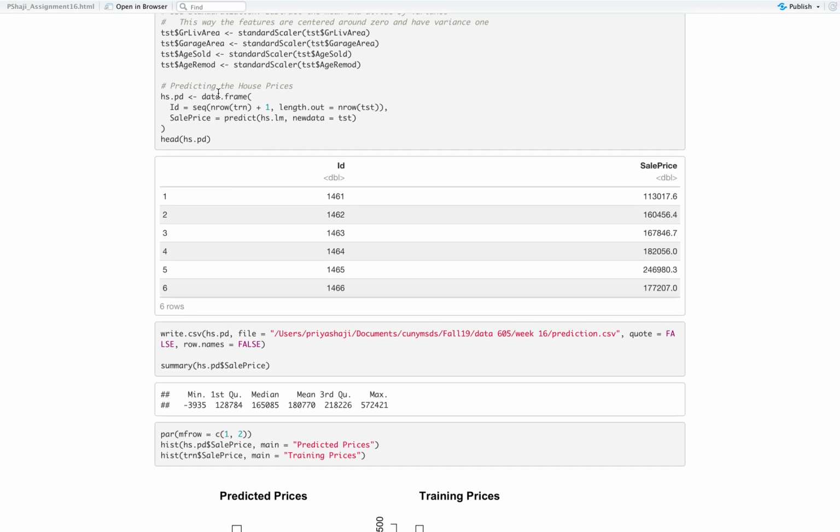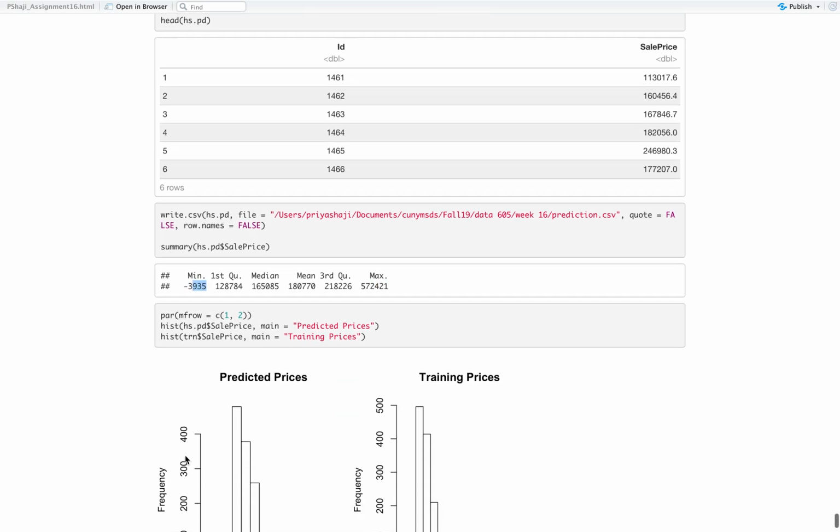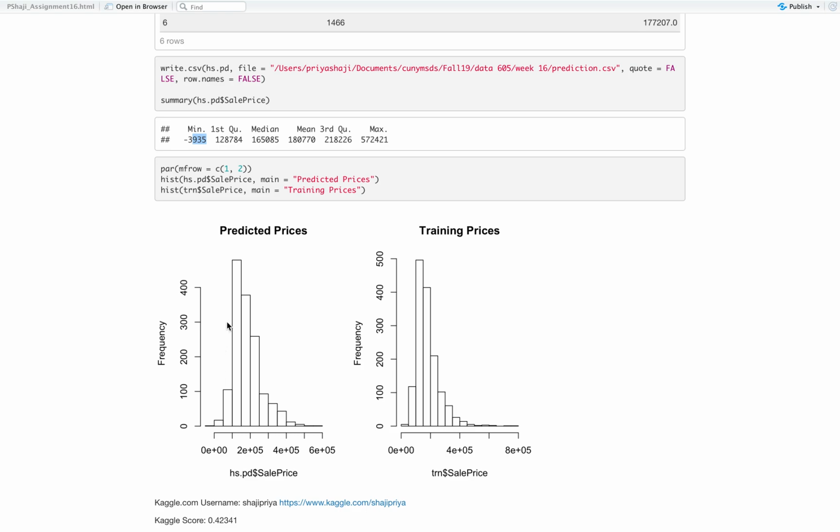And after that, I predict the house prices and provide a summary for it as well in here, in which my maximum value is coming as 57,000 and my minimum is coming as 3. And I create the histogram of both the predicted prices and training prices, which seems to be somewhat similar and nearly normal distributed. And yeah, that's it. And when I submitted my model, I achieved a score of 0.42. So thank you.